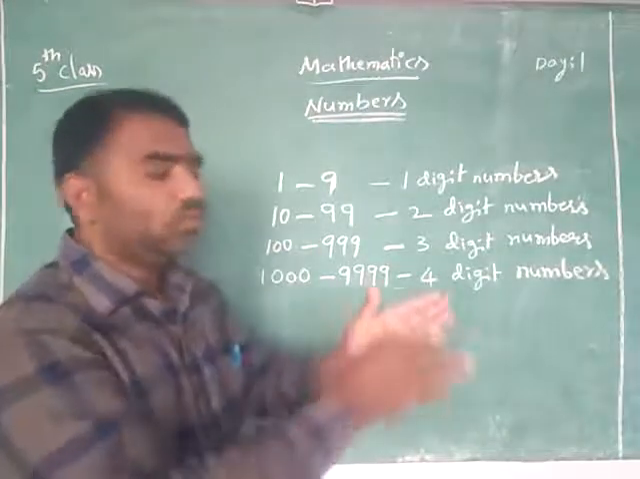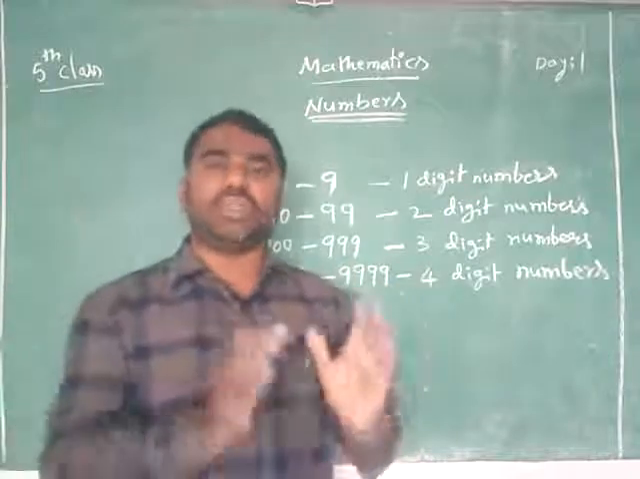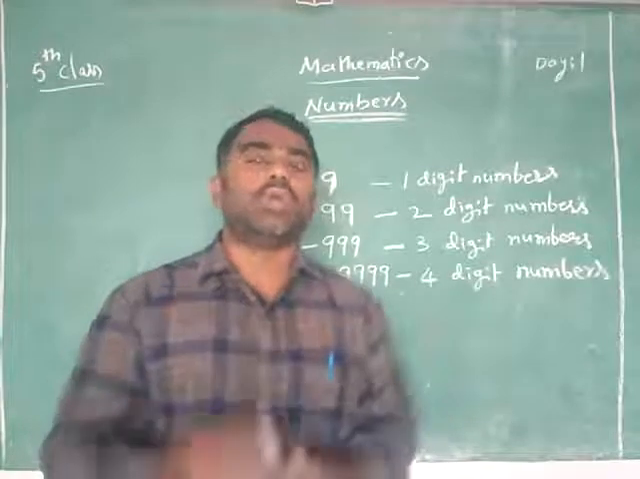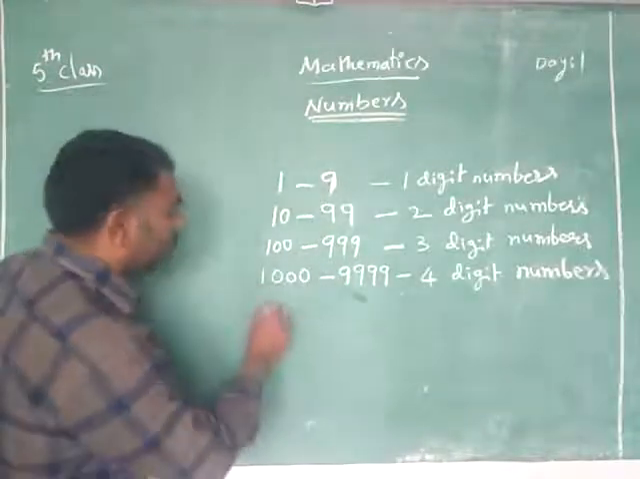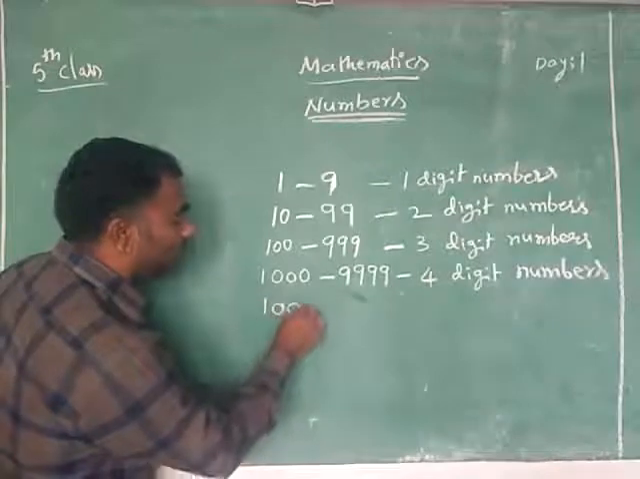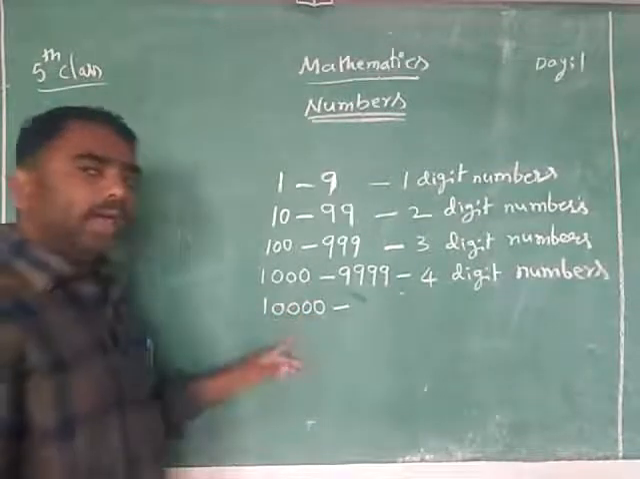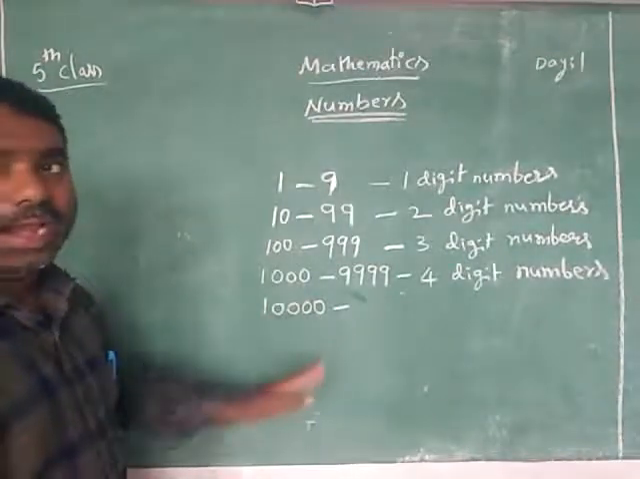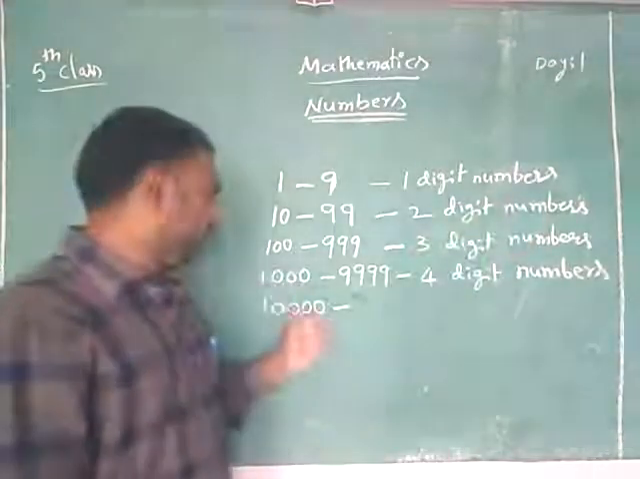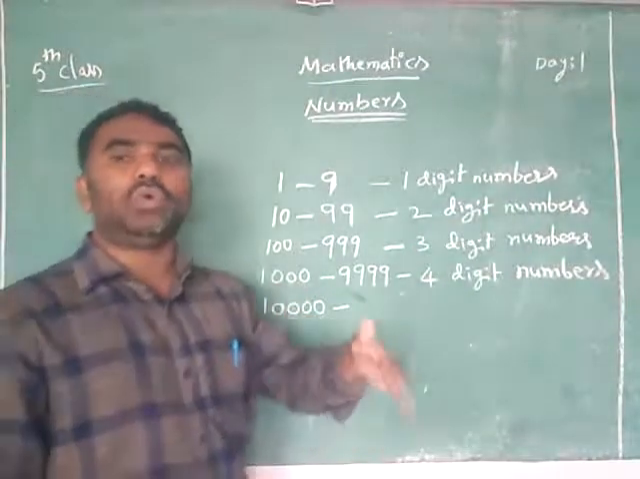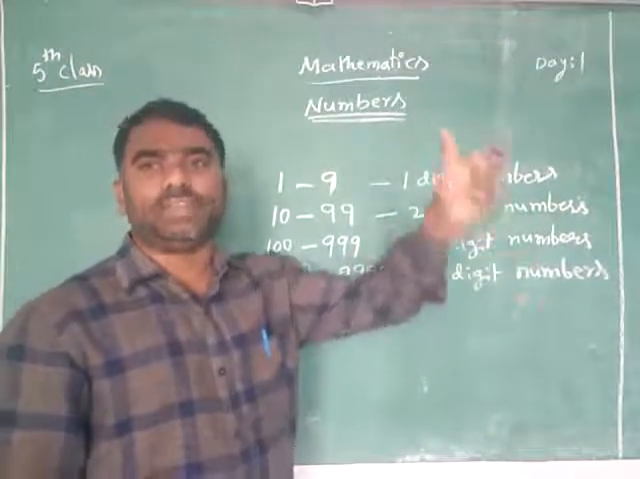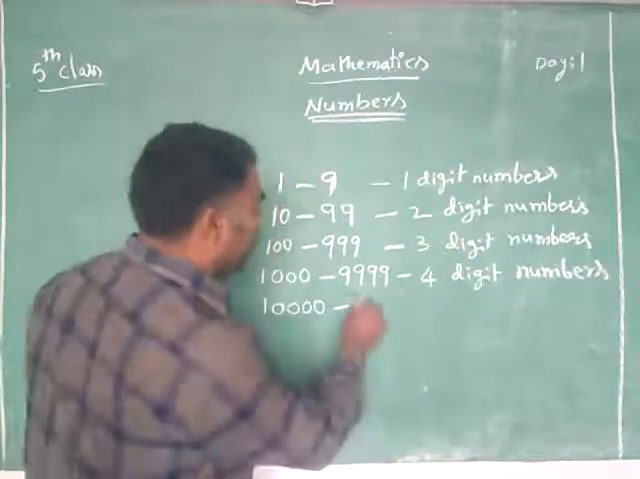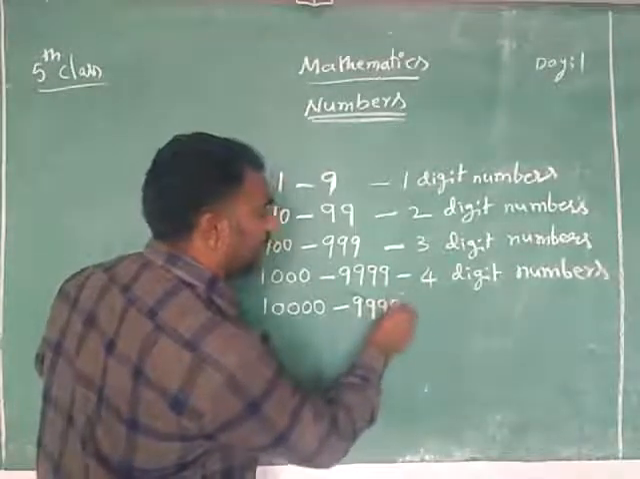After 9999, the number will be 10,000. How do you write 10,000? You write it like this: 10000. There are 5 digits here: 1, 2, 3, 4, 5. The 5-digit numbers start from 10,000 and go through 20, 30, 40, 50, 60, 70, 80, 90 thousand, and the last is 99,999.